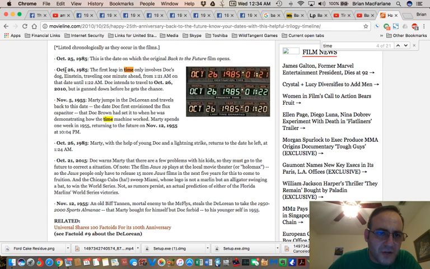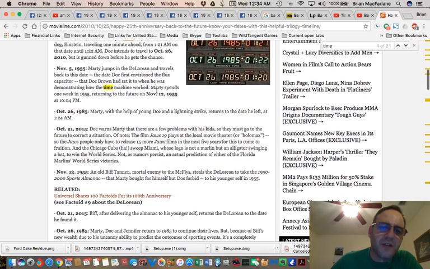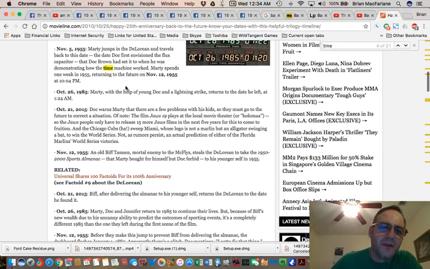Here's what happens. On October 26, 1985, the first leap in time only involves Doc's dog Einstein traveling 1 minute ahead, from 1:21 a.m. until 1:22 a.m. Doc intends to travel to October 26, 2010, but is gunned down before he gets the chance. That's what happens.